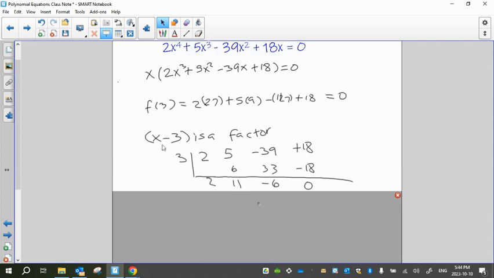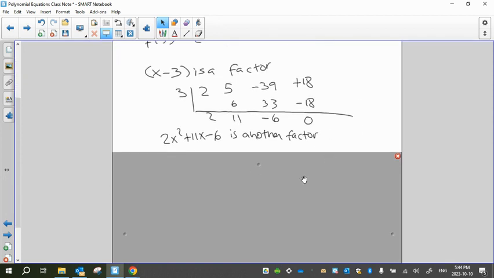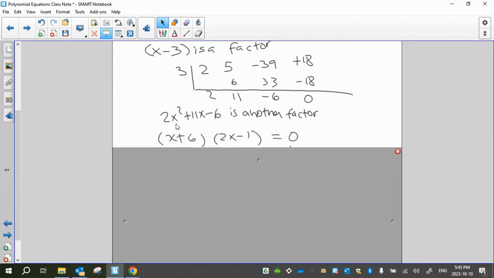Again, synthetic division, because this is x minus 3, and this is our next factor, which would be 2x squared plus 11x minus 6. I hope you can see that. If not, you can verify it. So now we need to find this. So now this factor, this is the second factor.